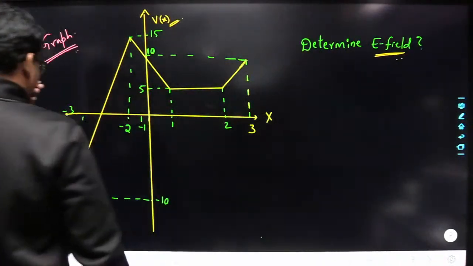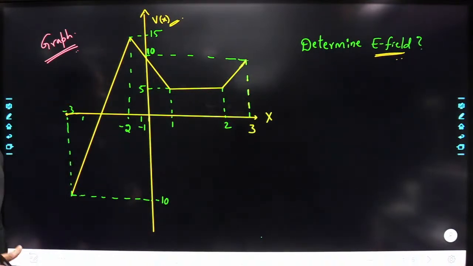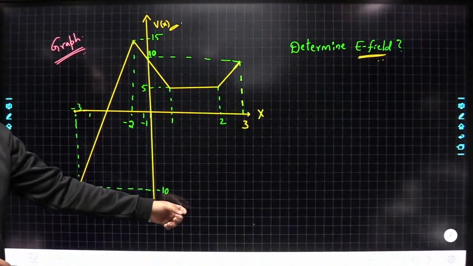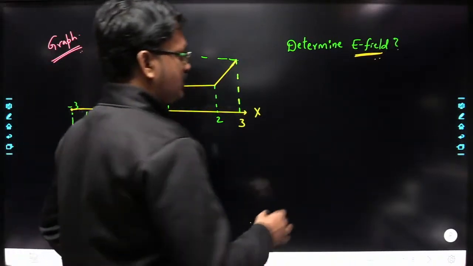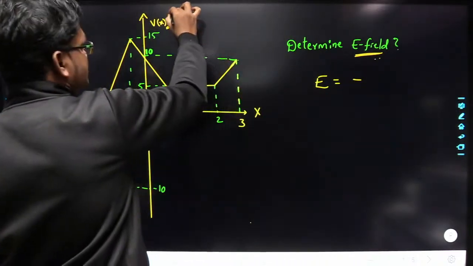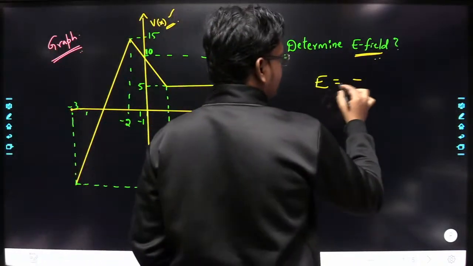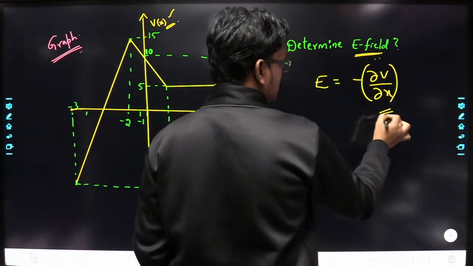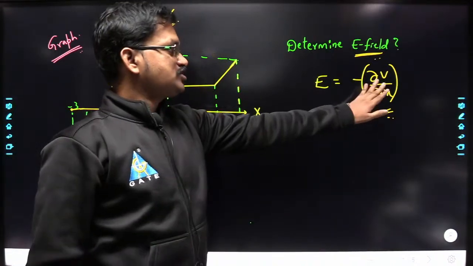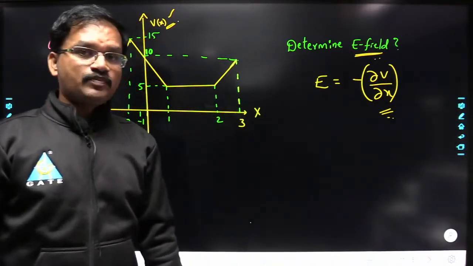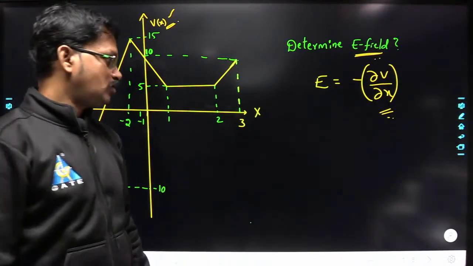They have given the potential function and they are asking to determine the electric field. So how do we determine it? We know that the electric field E, since V is a function of only x, can be written as E is equal to minus dou V by dou x. So the differentiation of the potential function gives you the electric field, and then you multiply with a minus sign. That's it.